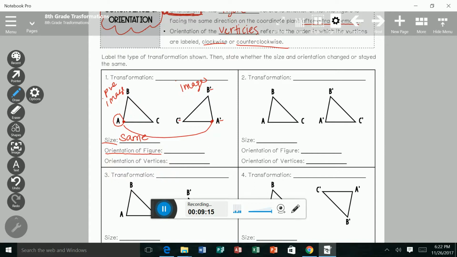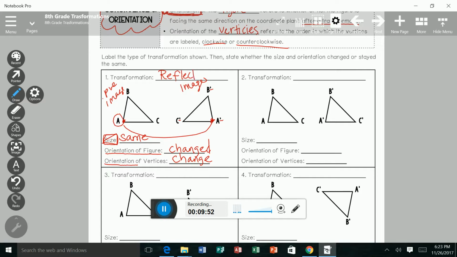Orientation of the figure. The figure is moved, okay? So my orientation has changed. The orientation of the vertices, they've moved. Okay, A used to be over here, now we flipped it and it's on this side. So those have changed. So if I ask you about orientation or congruency of the shape, here you would say the orientation changed, but the congruency stayed the same. It's still the same shape, same size. So this right here is going to be a reflection, a flip.